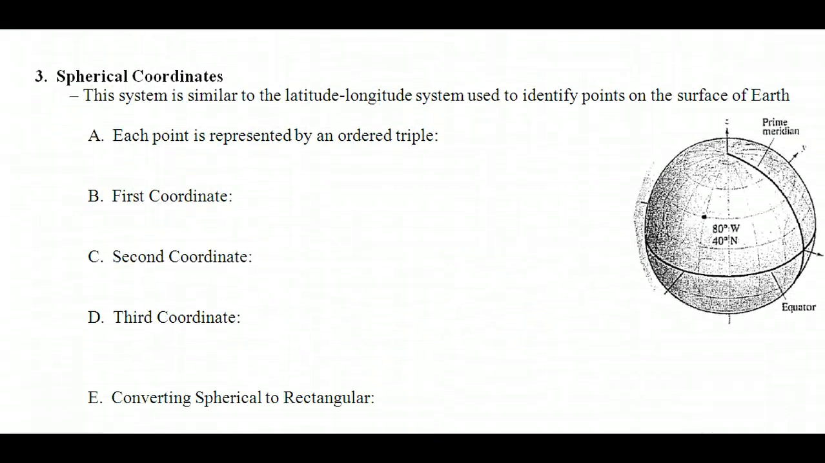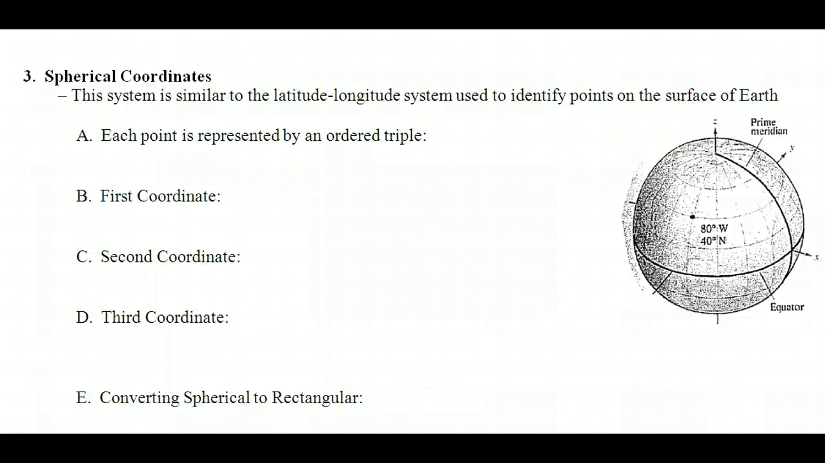Moving on to the spherical coordinates. For spherical coordinates, this system is similar to the latitude-longitude system used to identify points on the surface of Earth. And so each point is going to be represented by an ordered triple, which obviously makes sense if we're in 3 dimensions. And our ordered triple for this is going to be the Greek letter rho, which is an italicized p, theta, and then our third coordinate is going to be phi. So our 3 Greek letters here.